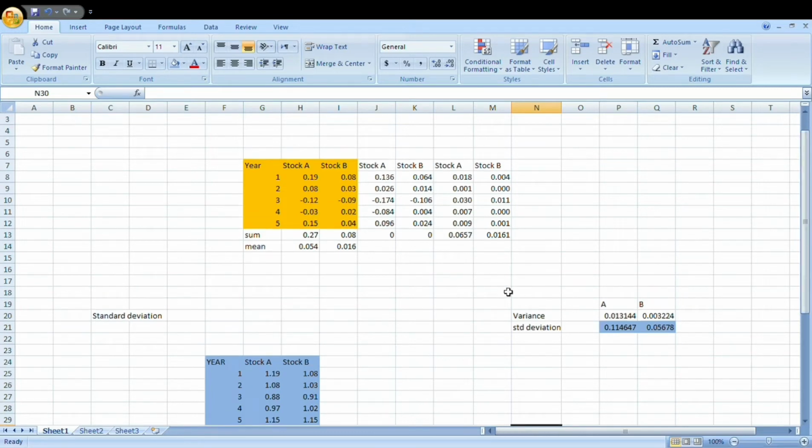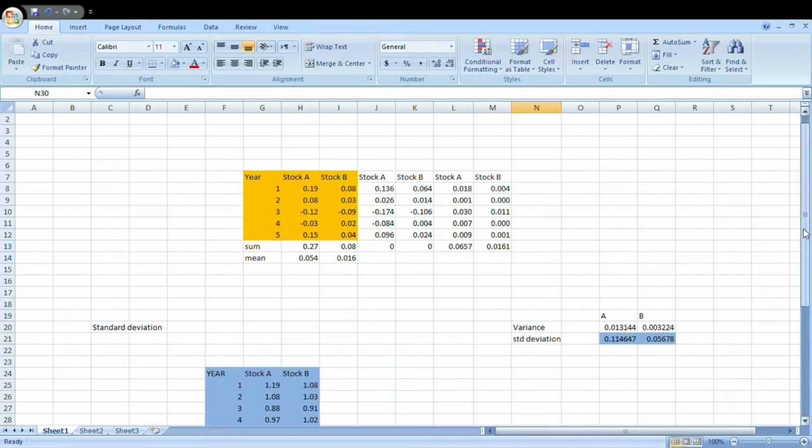We can also find the standard deviation directly by using the standard deviation formula in Excel. So we use it here just to check whether our answer is right or not. We press the equals sign and standard deviation. We are just finding the standard deviation for the population, so we select standard deviation for population, then select the stock A values and press enter.